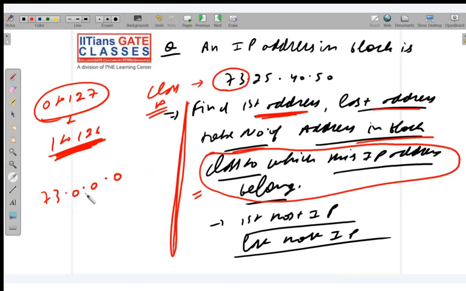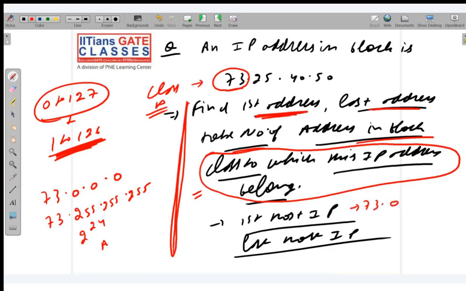You will get everything. Last address: 255.255.255. Yes, last address. So you just put all ones. That's it. Total number of addresses in the block: since it is class A, how many addresses are there? 2 power 24. And how have you got it? 3 octets you have moved. So total number of addresses 2 power 24. Class to which this IP address belongs? A.